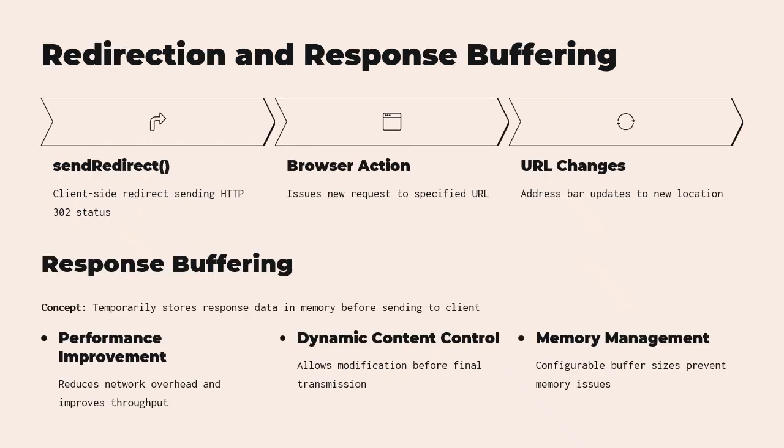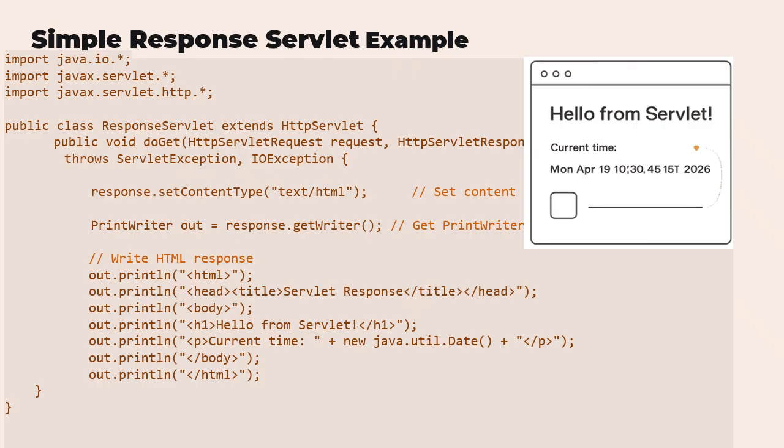The sendRedirect method is used to redirect the client to another page. Response buffering means storing the response temporarily before sending it. This improves performance and allows modifications before the response is sent. It also prevents memory issues.